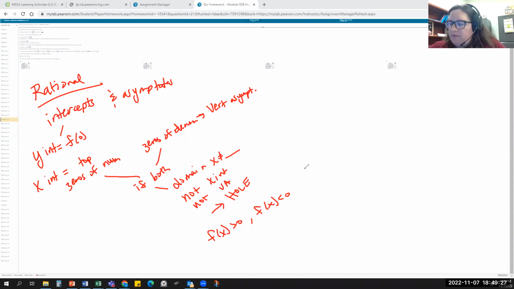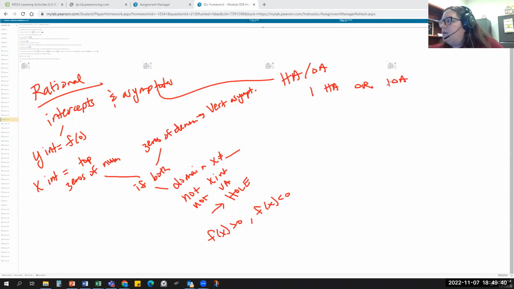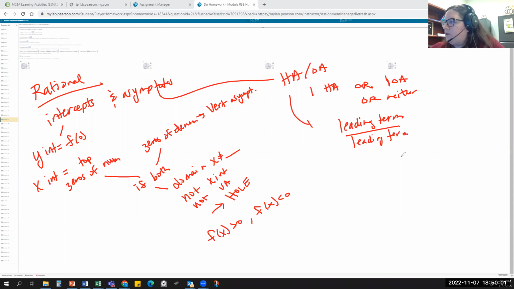So if that comes up where you have a function that needs to be simplified, then we have the horizontal or oblique asymptotes. The first thing to know is you can have one horizontal or one oblique or neither. You're never going to have more than one horizontal. You're never going to have more than one oblique. You're never going to have both. The rule for this: you're going to take the leading term of the numerator divided by the leading term of the denominator. That's going to produce something that fits one of these four categories.